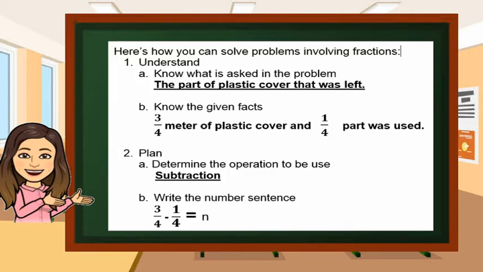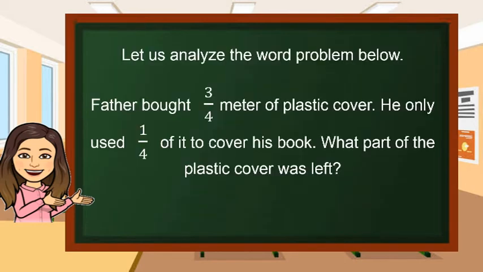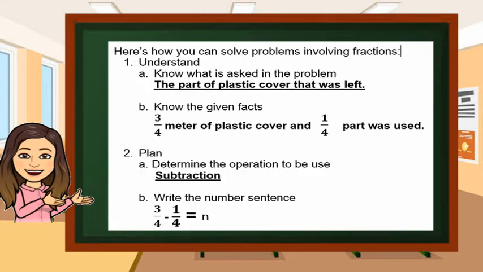So here's how you can solve problems involving fractions. What part of the plastic cover was left? That was what is asked here: the part of plastic cover that was left. Given facts are 3/4 meter plastic cover and 1/4 was used. So plan, operation. The operation that is needed for us to answer the problem is subtraction.